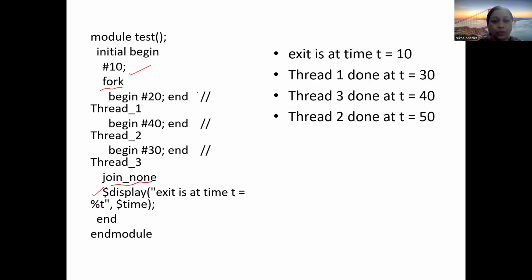So at 30, thread 1 will execute at 30, right? So then comes 30 plus 10, so 40, thread 3 gets executed at t equal to 40, right? And then thread 2, which is 40 plus 10, gets executed, okay? So it works like that. So begin #20. So this happens at 10 plus, because it's join_none, right? So this executes first, 10 plus 20. Then 30 plus 10, 40 gets executed.